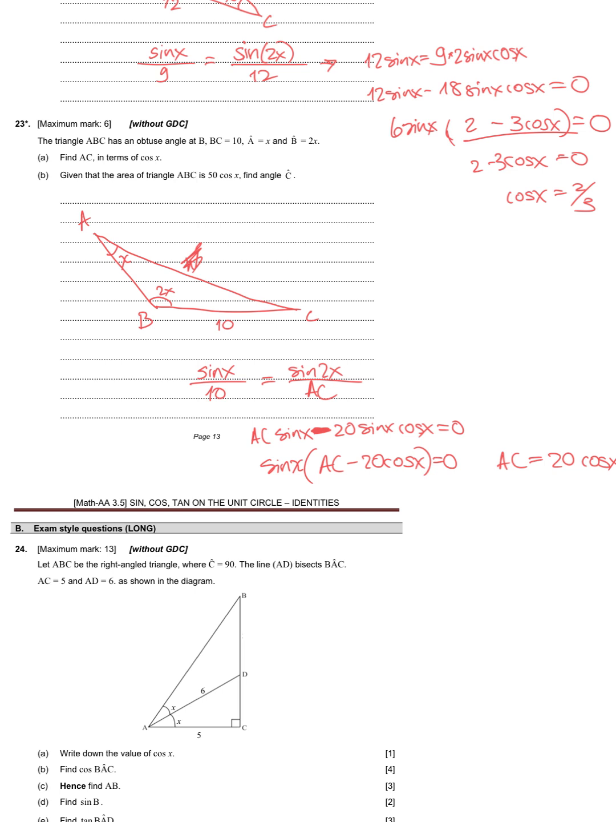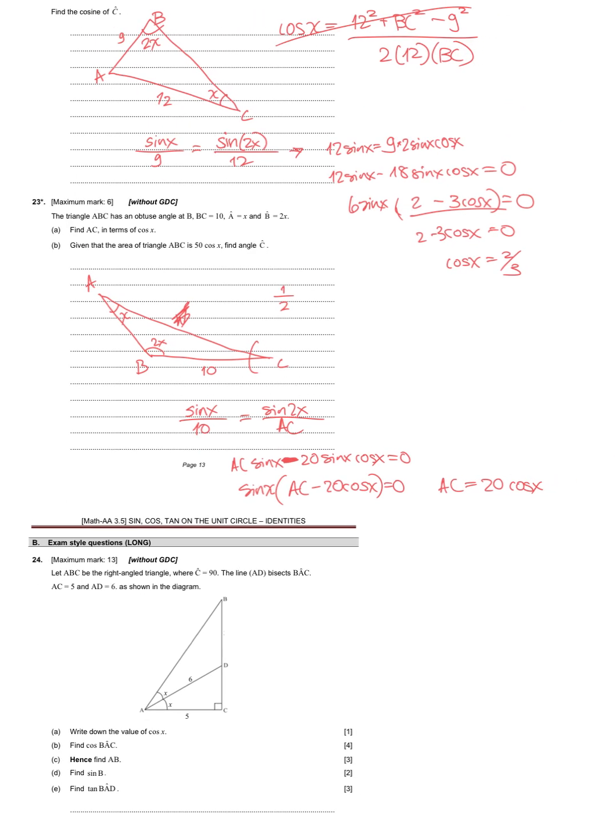Okay, so we have 1/2 a b sine C equals 50 cosine x, because that is the area of the triangle, and we want angle C.